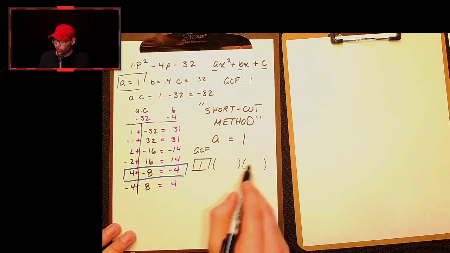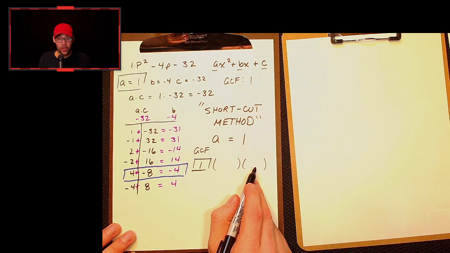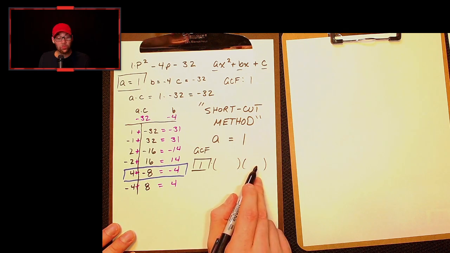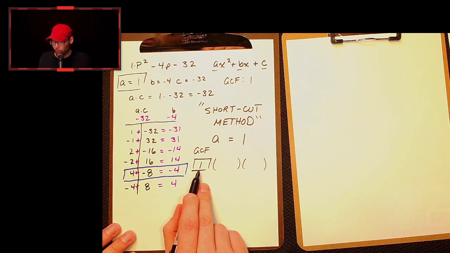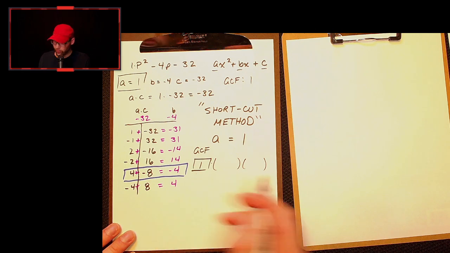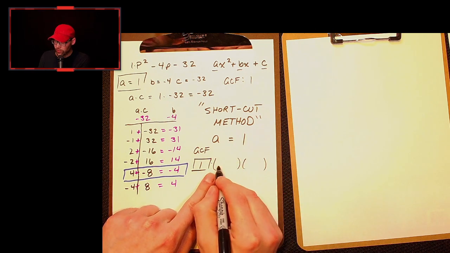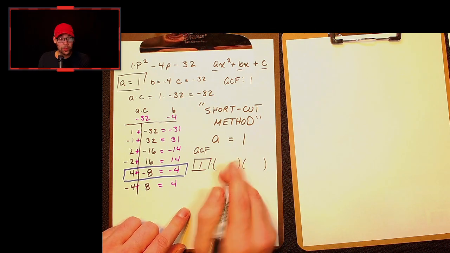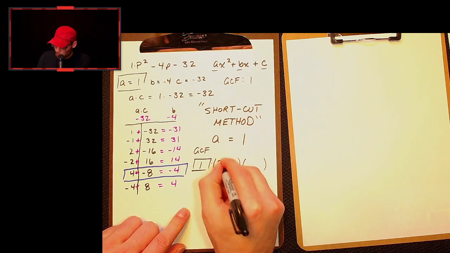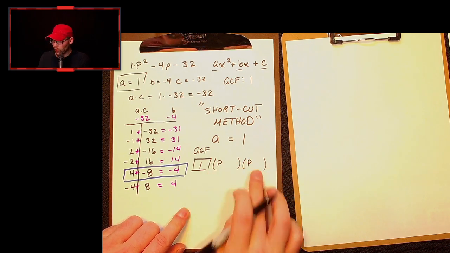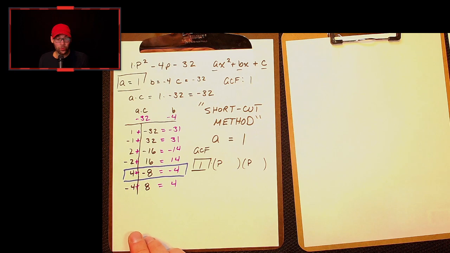So the format for our answer for the shortcut method just has two parentheses multiplied together with our greatest common factor multiplied out front. You will take the variable you are using in the problem, in this case p, and put it in the first location in each set of parentheses.